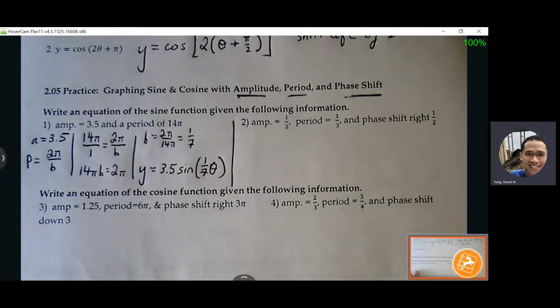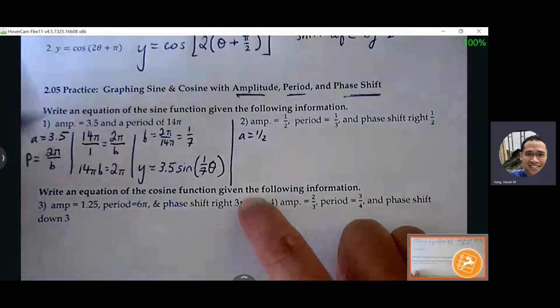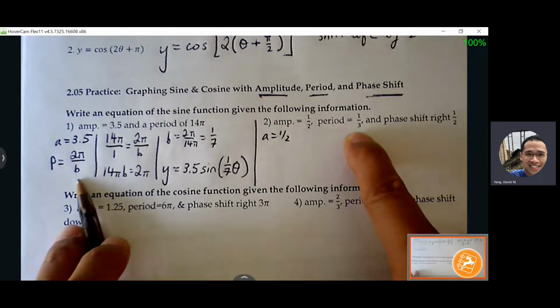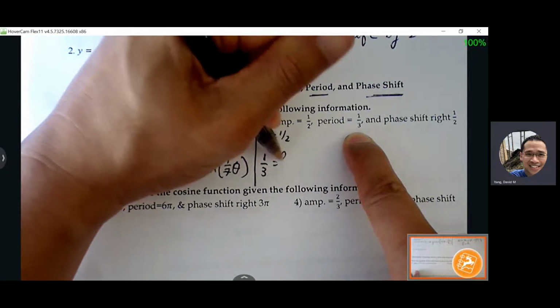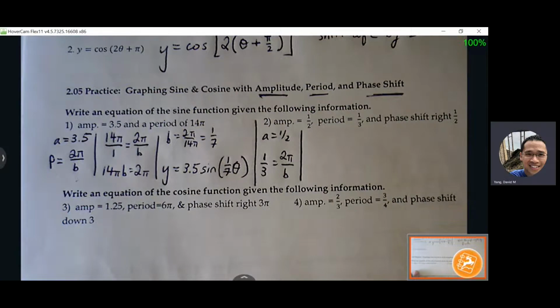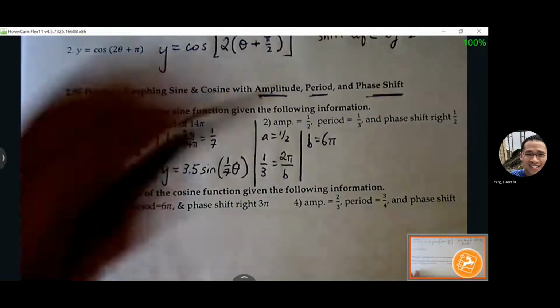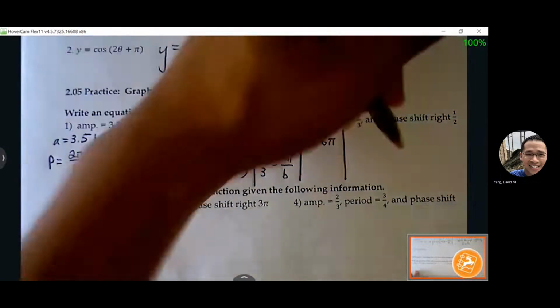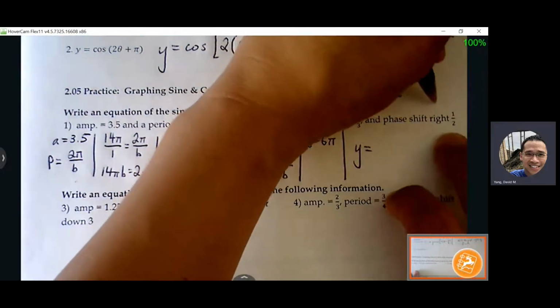Okay, number 2, amplitude of 1/2, period of 1/3, and phase shift right 1/2. Okay, so we know our A is 1/2, our period is 1/3. So I'm just going to plug into my formula. P equals 2 pi over B. So 1/3 equals 2 pi over B. Cross multiply. Okay. Phase shift is to the right 1/2.